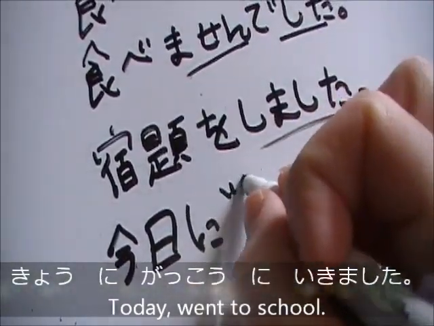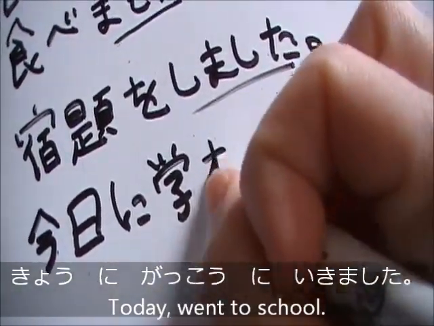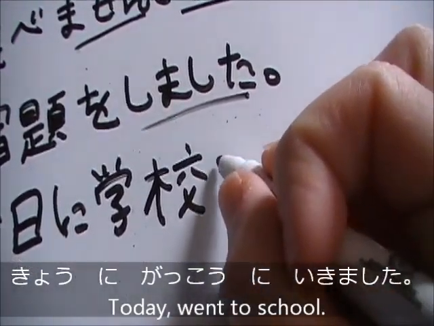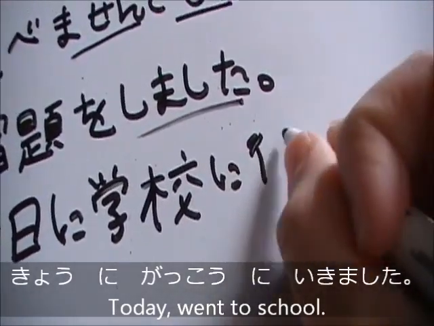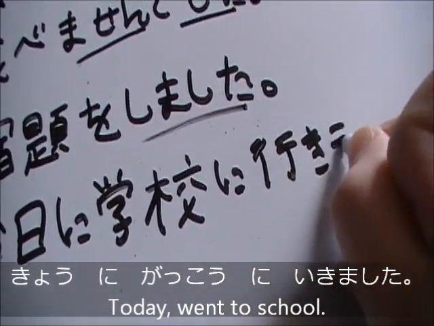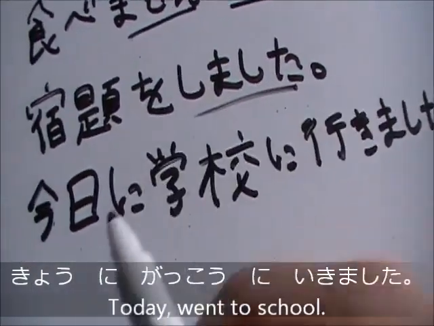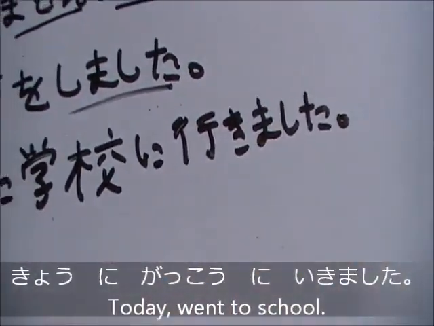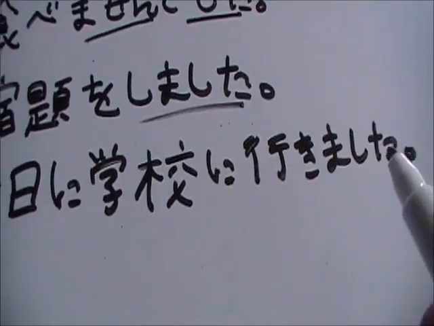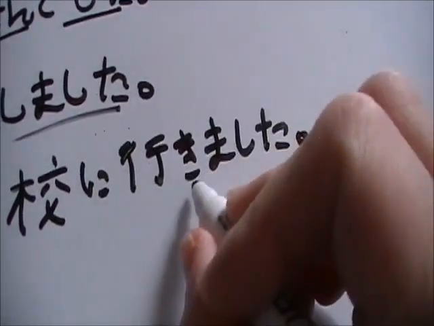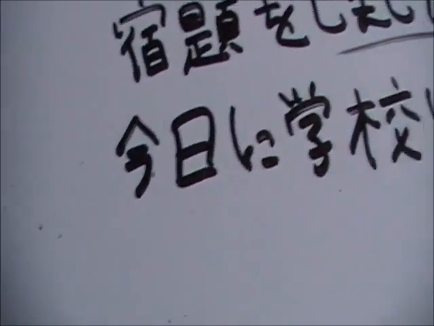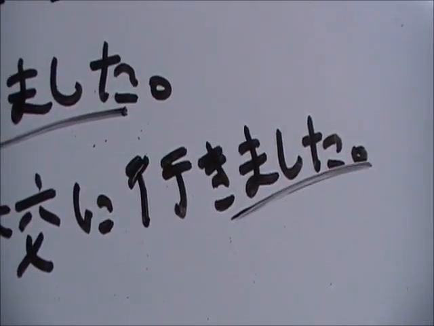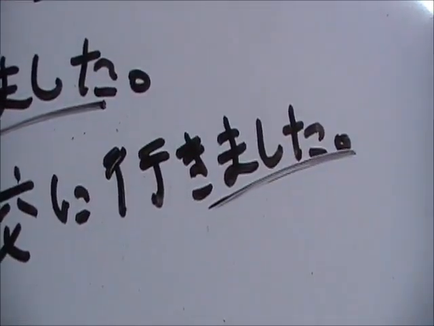Kyō ni gakkō ni ikimashita. Kyō, today. Gakkō, school. Ni ikimashita. Today, I went to school. It's in the past. So today's kyō. Gakkō is school. Ikimashita. Iku is to go, conjugated to the past tense. Ikimashita. Went to school.